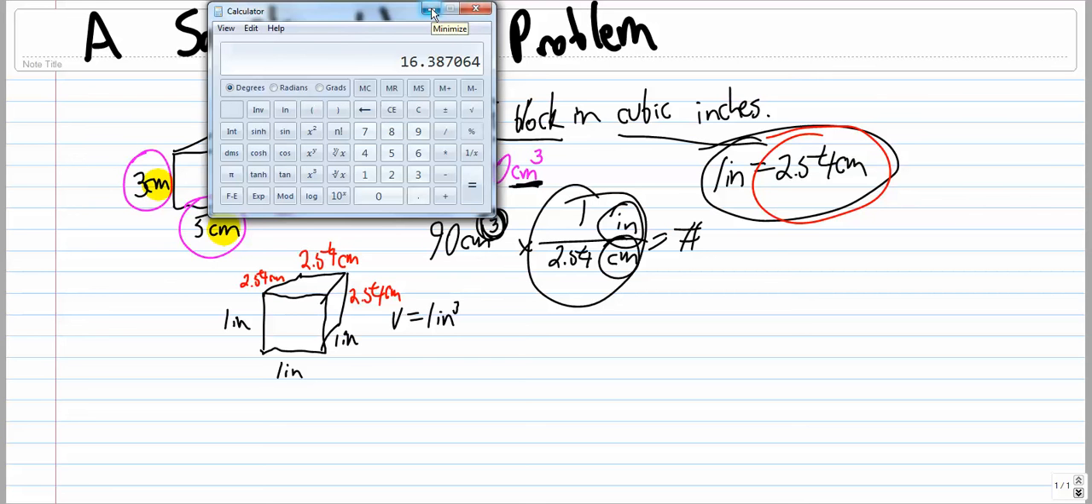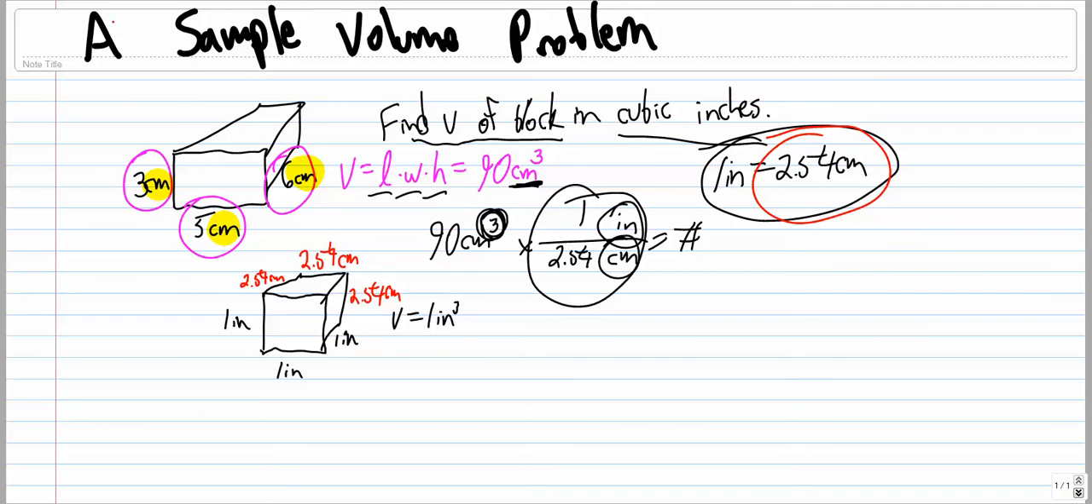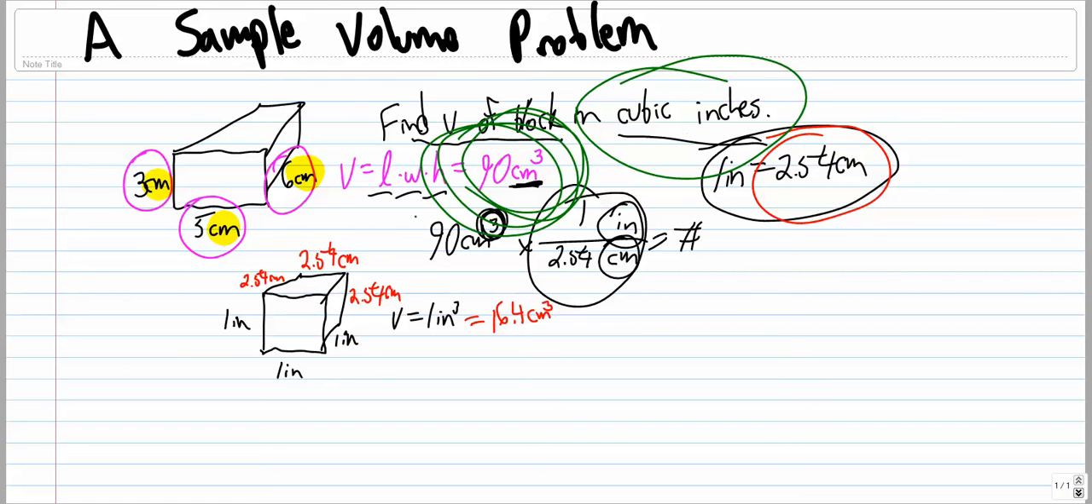Whatever I give you on the quiz, use that. If on the quiz I give you 16.387, then use that. But for this video, I'm just going to use 16.4. So the volume of this block is 1 cubic inch, but it's also 16.4 cubic centimeters. Now I'm ready to convert my 90 cubic centimeters into what I want, cubic inches.